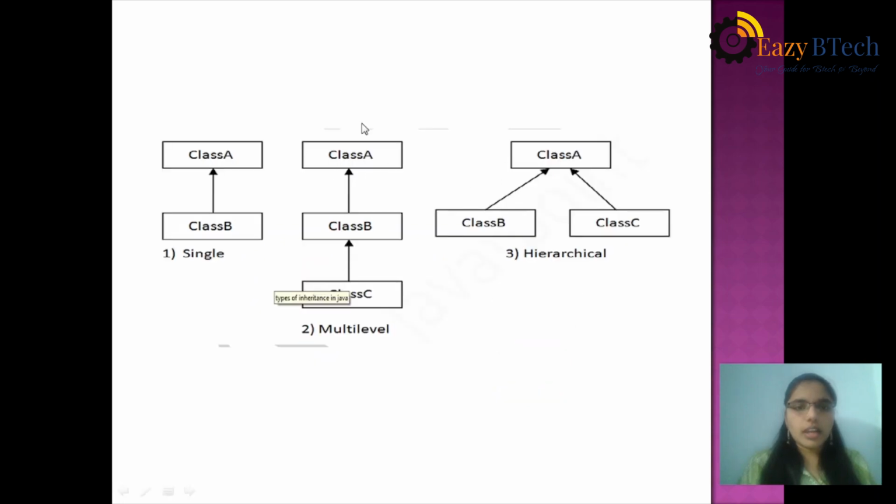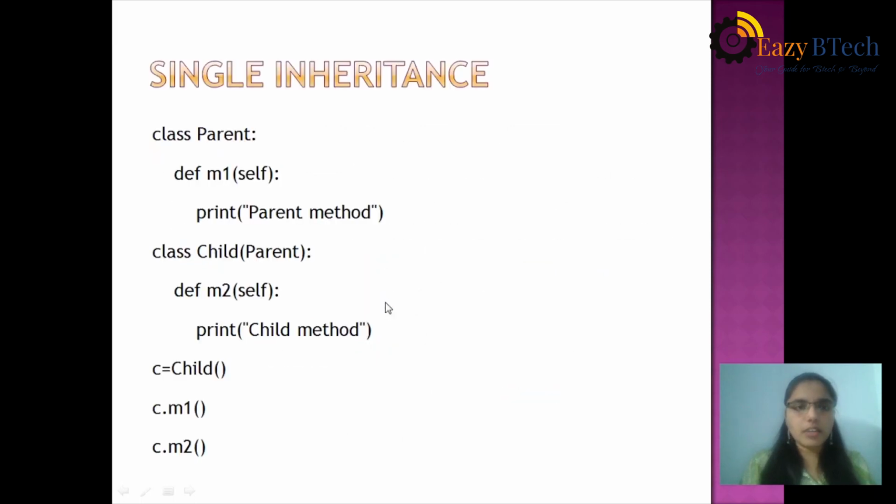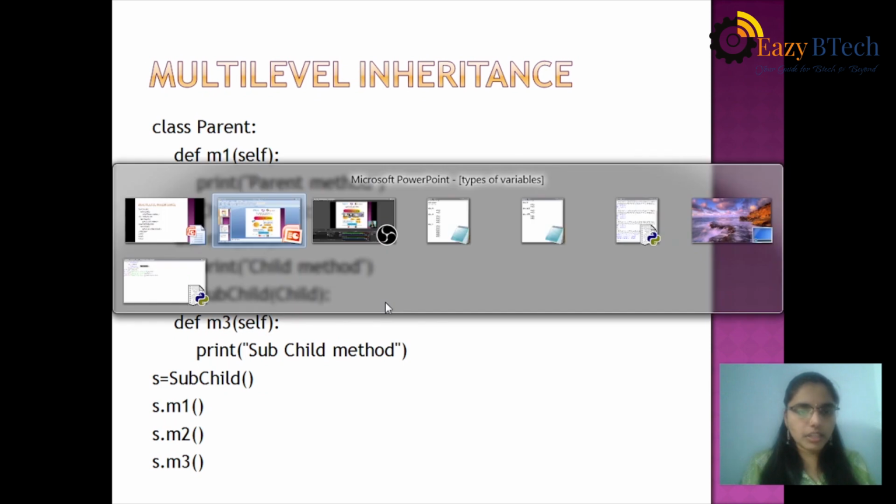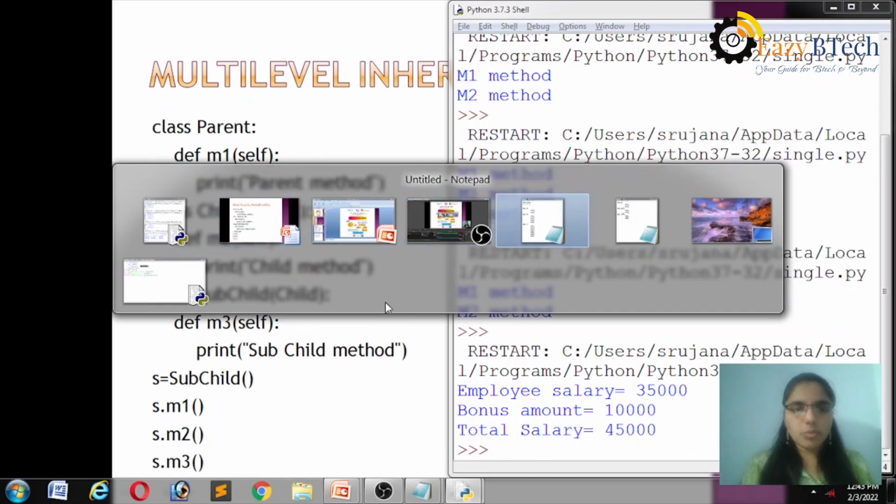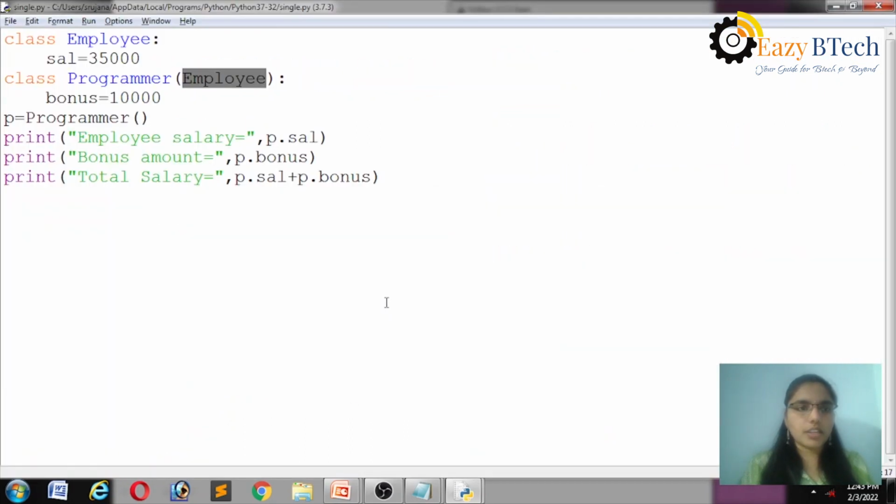So class A, class B, class C. Class A means class B extends the properties of class A. Class C extends the properties of class B, like this. Class D extends the properties of class C. Class E extends the properties of class D, like this. Level by level, that is nothing but multi-level inheritance. Let's see an example program for multi-level inheritance.